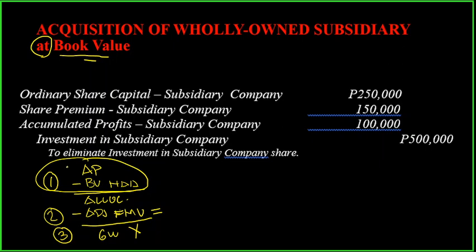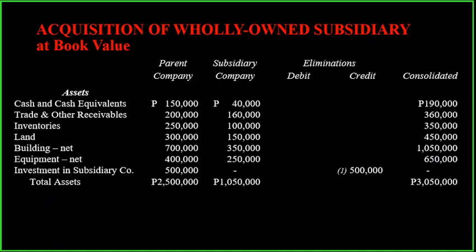Our objective is to eliminate the investment in subsidiary company in the books of the parent. Okay, but this entry is found in the working paper lang. So by doing this entry, in your consolidated FS, you will not see this account anymore. What about this? These are the stockholders' equity of the subsidiary. You remember that 500 earlier? Siya po ito.